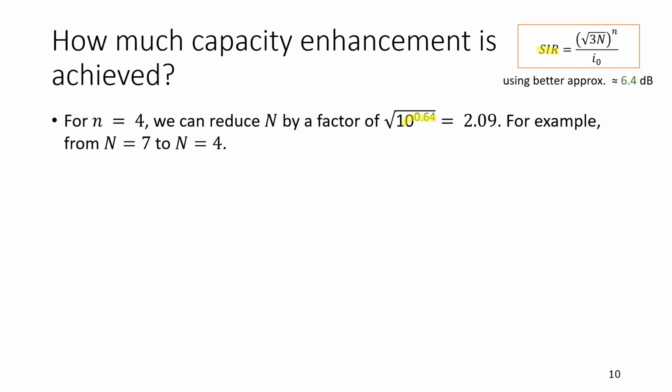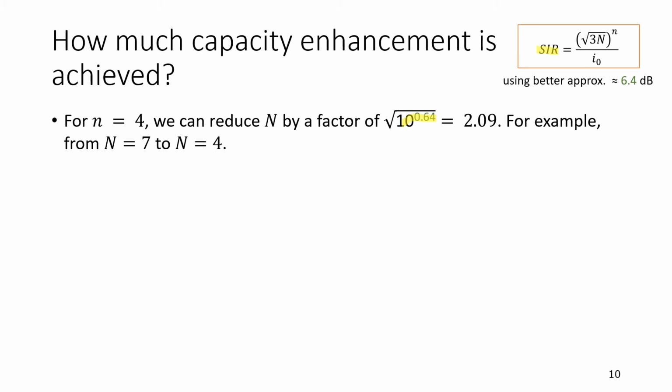Now we have small n equal to 4, and the square root here we'll get 3. Of course, we'll get 3 raised to the power 2 because of 4. And now if you compare two scenarios, the 3 and the I will cancel out, and then you will be solving for the improvement in n, which becomes the square root of 10.64, which is 2.09. That's an improvement of a factor of 2.